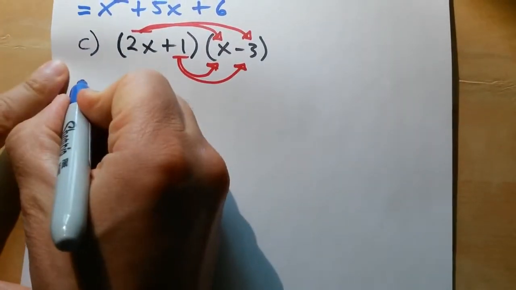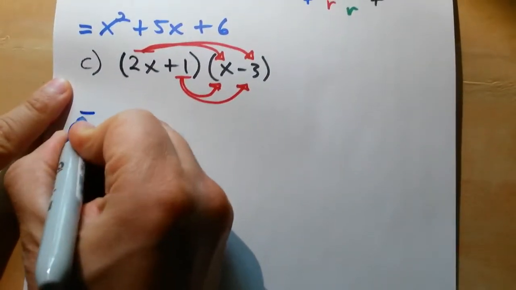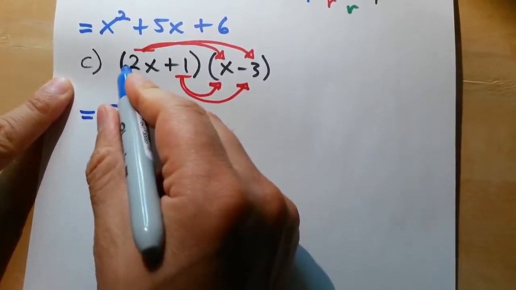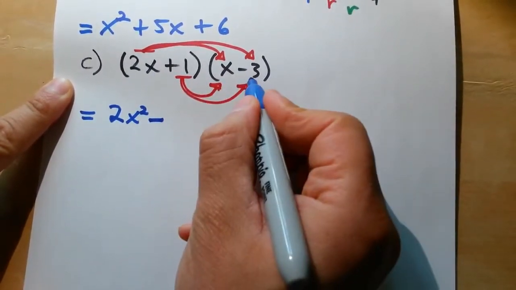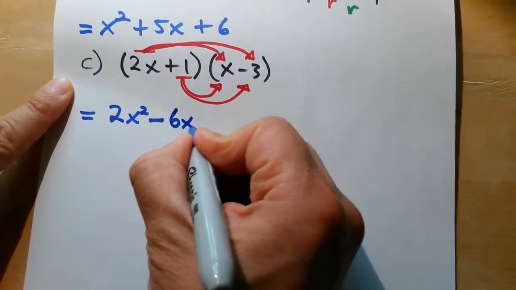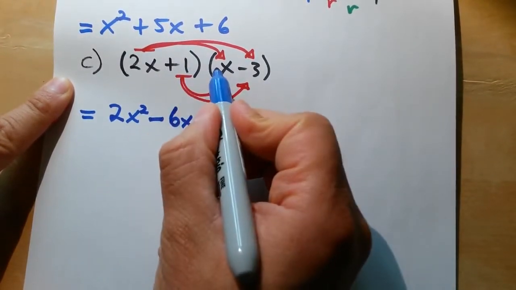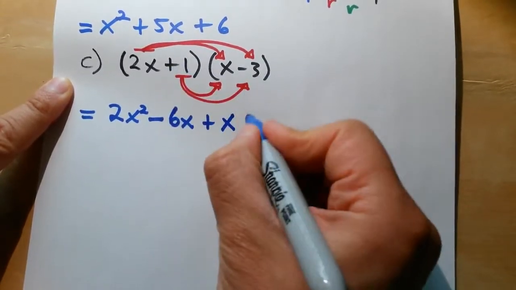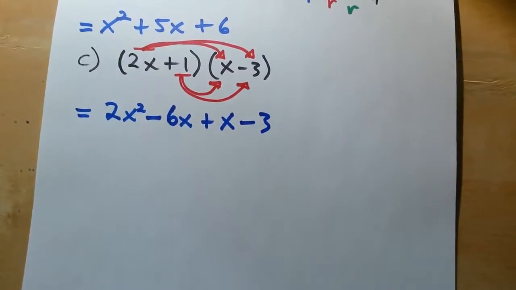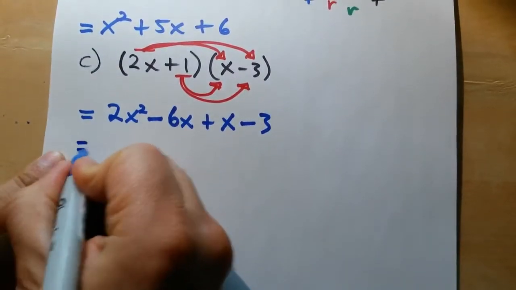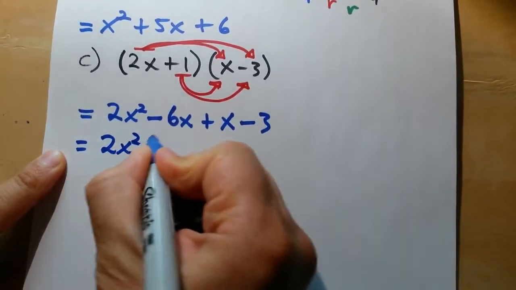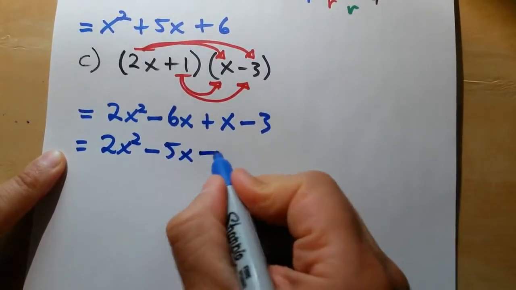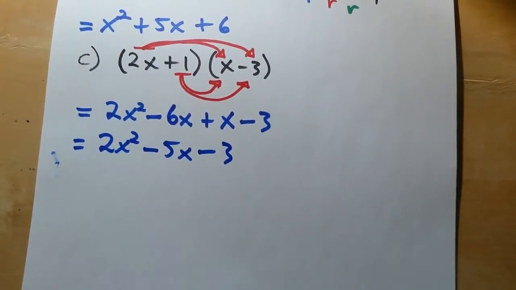So, equals 2x times x, 2x squared. 2x times negative 3, positive times negative, negative, 2x times 3 gives us 6x. Then let's move to the inner terms, positive times positive, positive 1 times x, x. Positive times negative, negative 1 times 3, 3. Next, let's collect the like terms. 2x squared, no like terms to this one, minus 6x plus x, minus 5x, and then minus 3. Anything else we can do here? No, we are done.